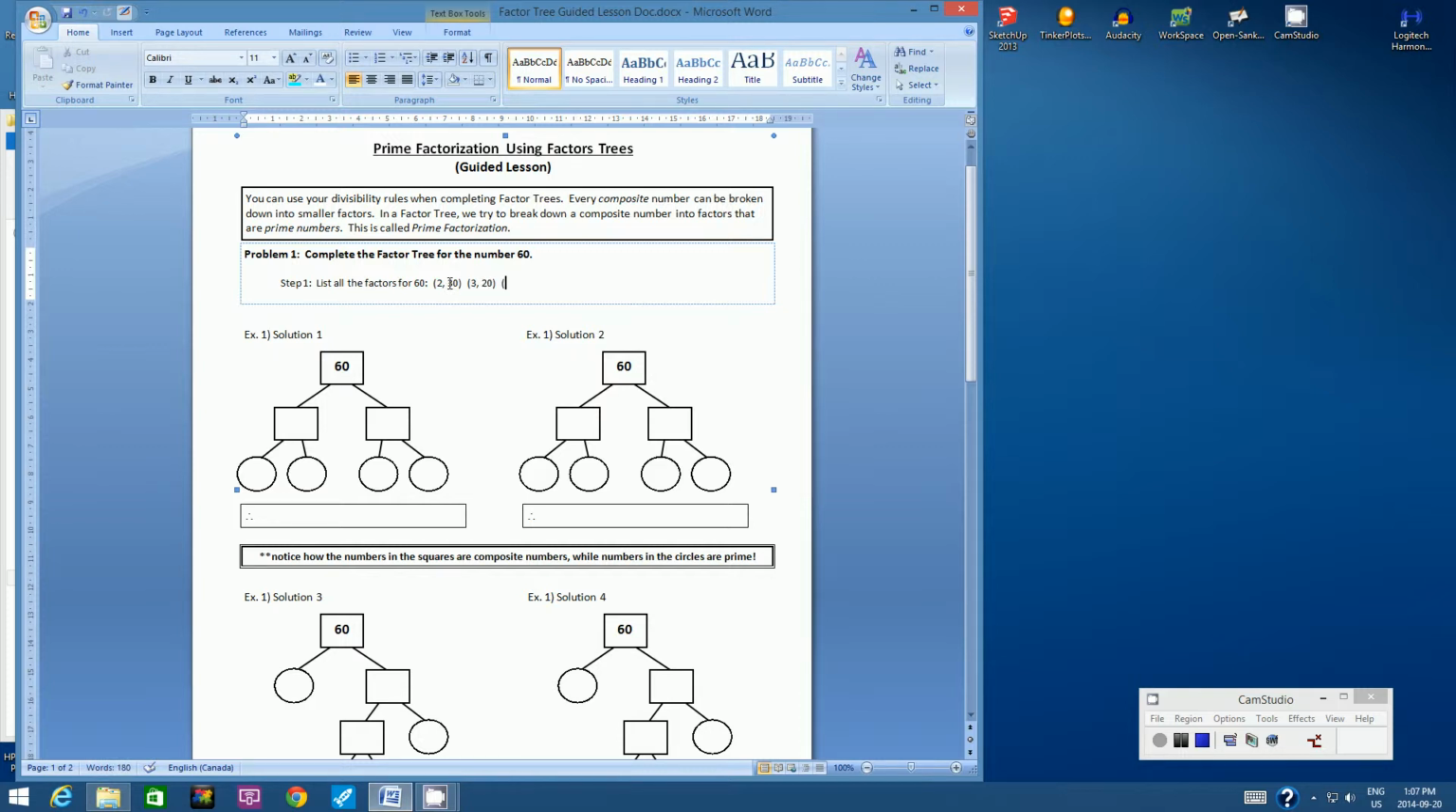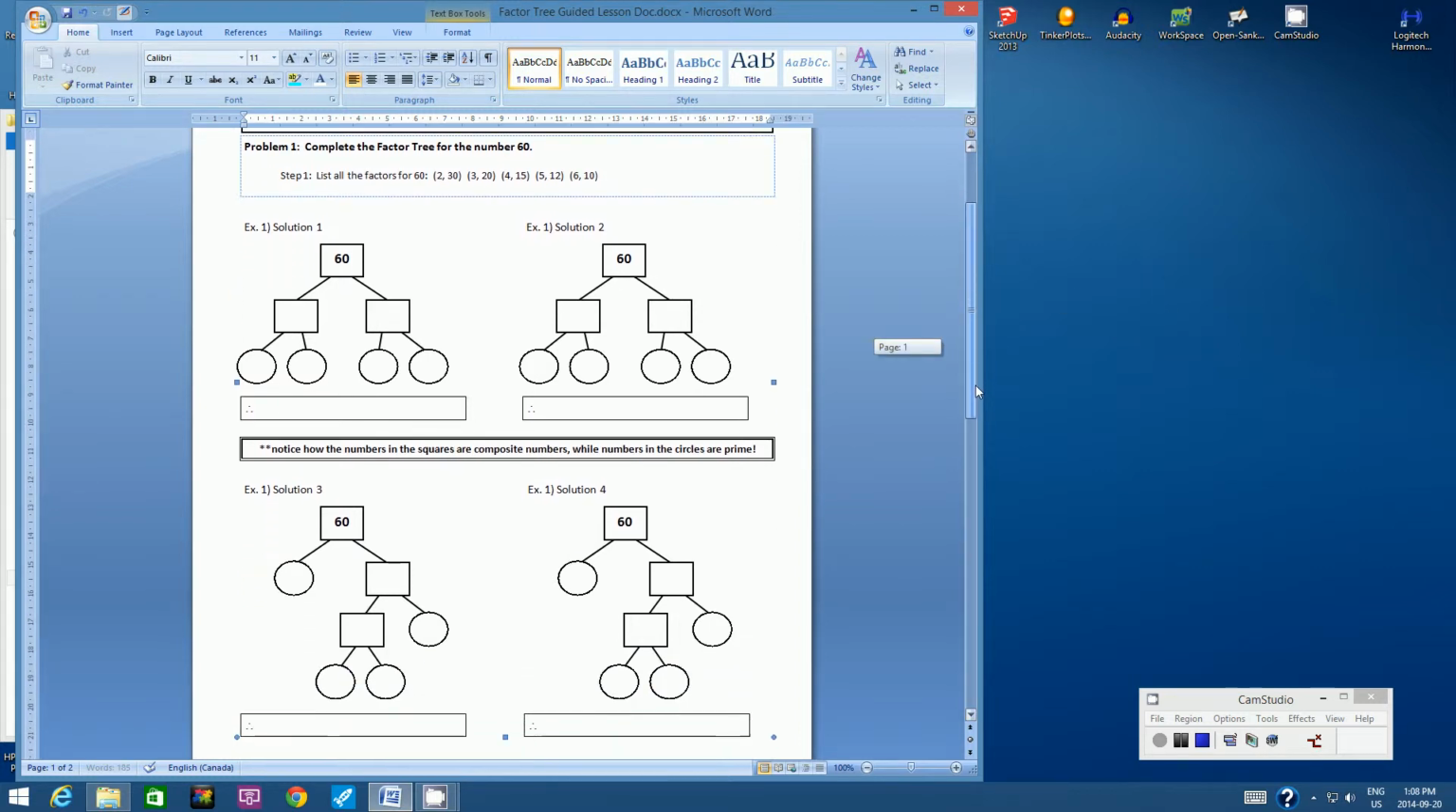The next pair is, we know that 60 is divisible by 4, and 60 divided by 4 is 15. Next, because 60 ends in a 0, we know that it's divisible by 5, and it goes into 60 12 times. And the last pair is 6 and 10. So we have 5 factor pairs for the number 60. I'm going to scroll down a bit.